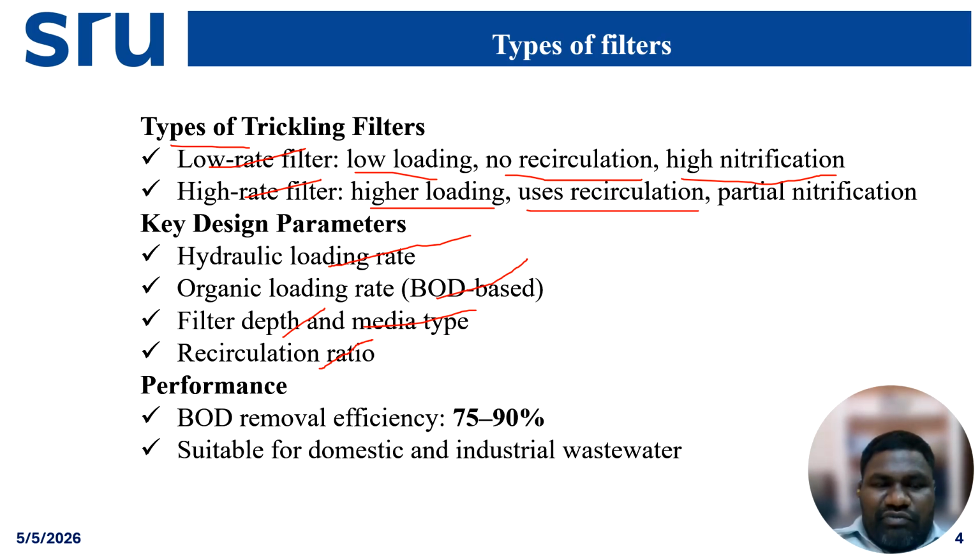So here is the performance. The BOD removal efficiency is around 75 to 90 percent. In ASP we discussed around 85 to 90 percent, so compared to ASP, the performance is reduced here. It is suitable for domestic and industrial wastewater.